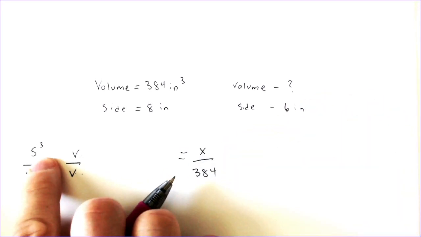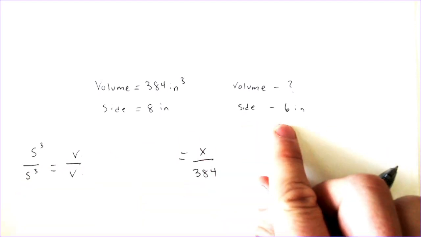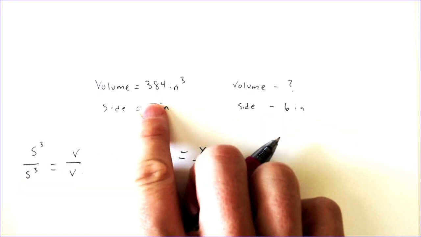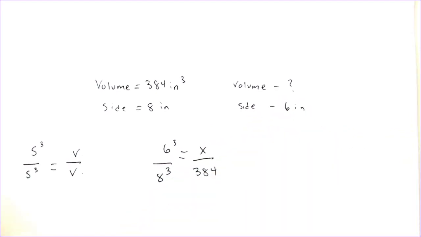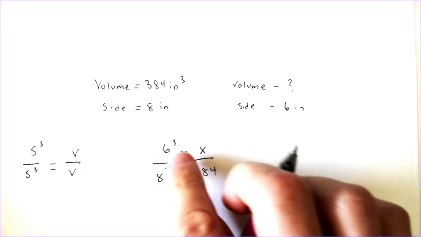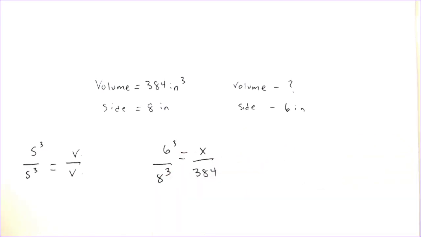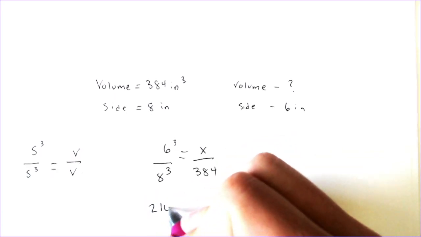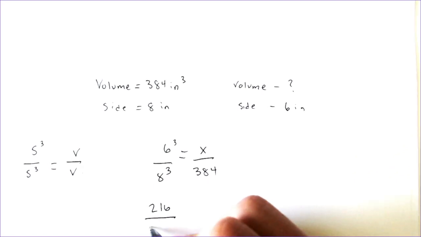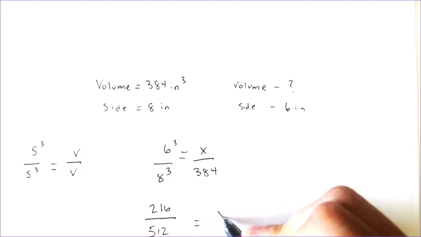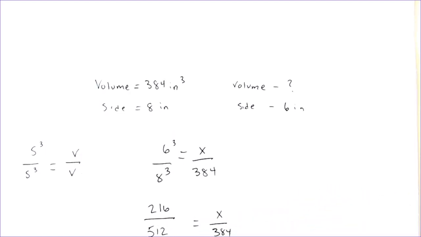That would equal the side to the third over the side to the third. So that would be 6 to the third and 8 to the third. You can do 6 to the third and 8 to the third in your calculator. You can also multiply it by itself 3 times. 6 to the third is 216. 8 to the third is 512, and that is equal to x over 384.